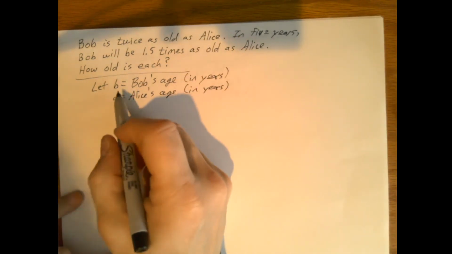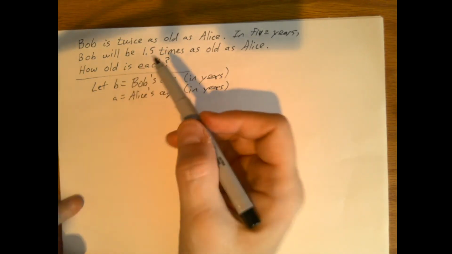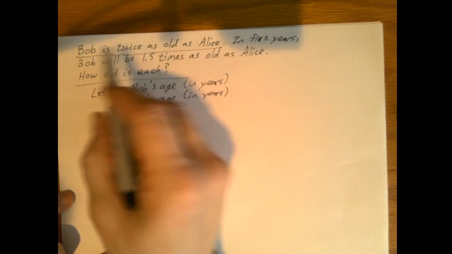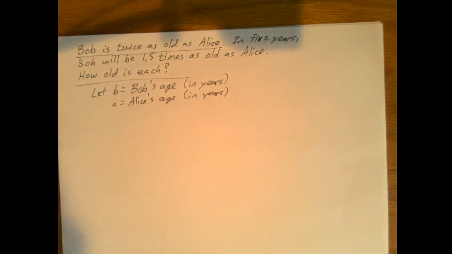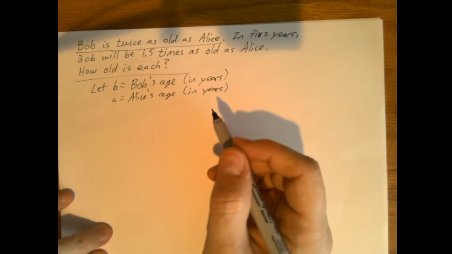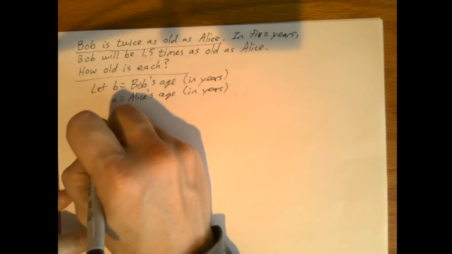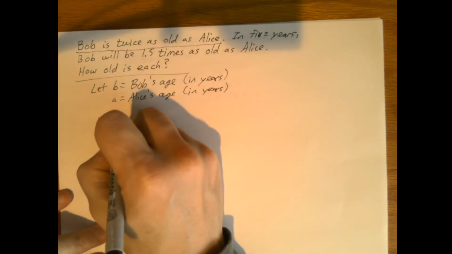So these are the two variables, at least, that I know I need right now. So what do I do with this? Well, look at the first sentence. Bob is twice as old as Alice. So what's the relationship there? Well, twice means 2 times. So I think the relationship is B is equal to 2 times A.